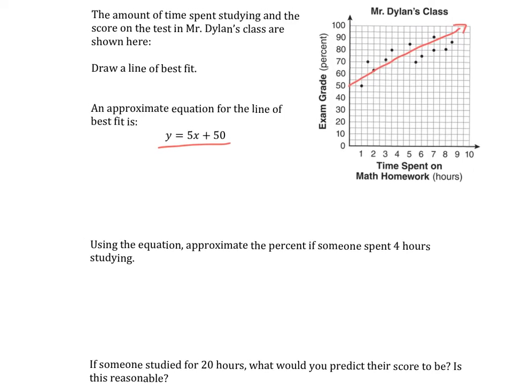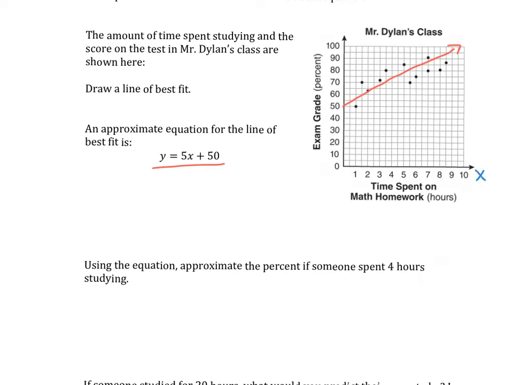Well, we know that our horizontal axis is our x-axis, and then that's our vertical axis. So our independent variable, x, is going to be equal to the number of hours that a person studied. And then y is going to be equal to the percent grade that the student earned.